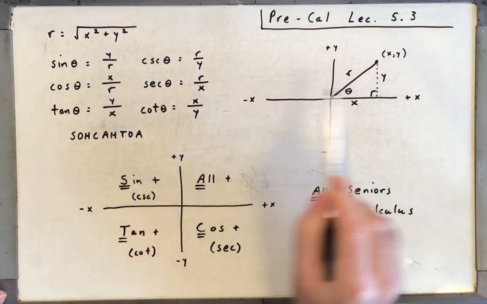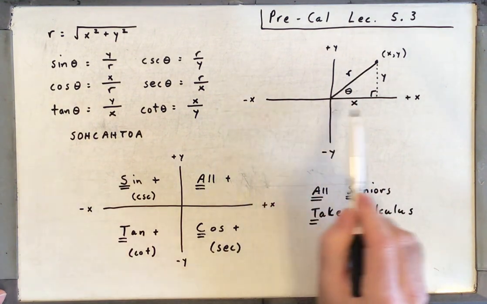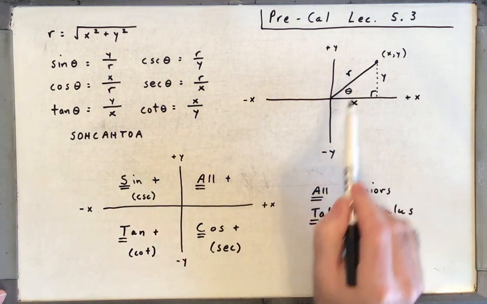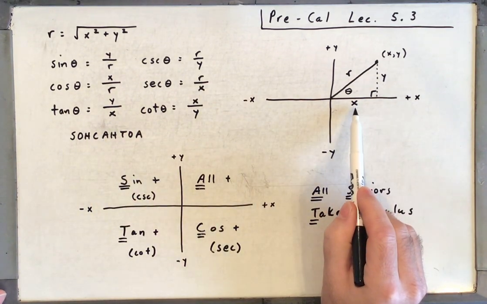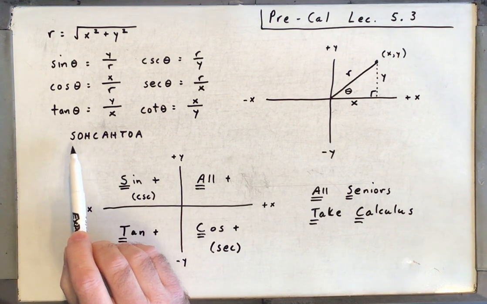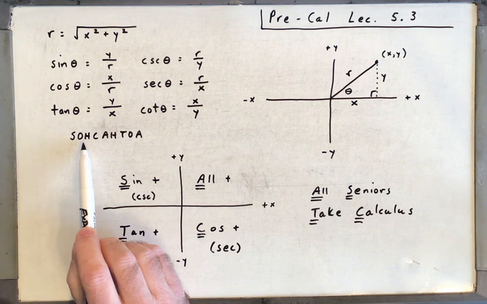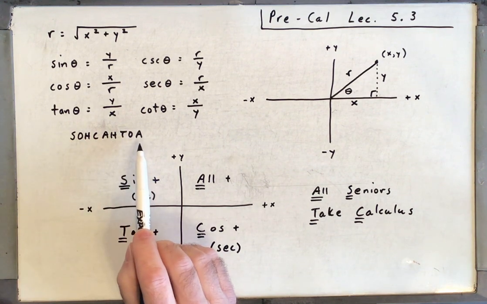So for sine, it's opposite over hypotenuse, y over r. For cosine, adjacent over hypotenuse, x over r. And tangent, opposite over adjacent, y over x. Many people learn this with the acronym SOHCAHTOA: sine is opposite over hypotenuse, cosine is adjacent over hypotenuse, tangent is opposite over adjacent.